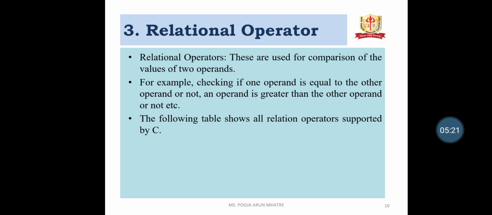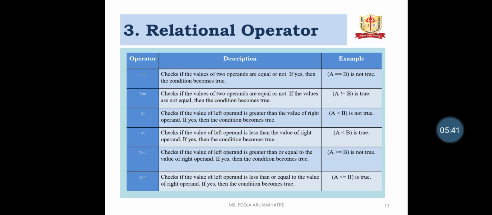Relational operator. Relational operators are used for comparison of the values of two operands. For example, checking if one operand is equal to the other operand or not, or if an operand is greater than the other operand or not, etc. The following table shows the relational operators supported by C. The operator is double equal to. It checks whether the values of two operands are equal or not. If yes, the condition becomes true. For example, a is equal to b is not true.